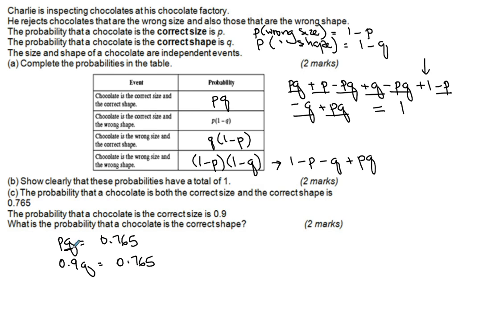So you can see we're trying to find the Q. So we divide by 0.9. So Q would be 0.765 divided by 0.9. And if you do that on your calculator, you get 0.85.